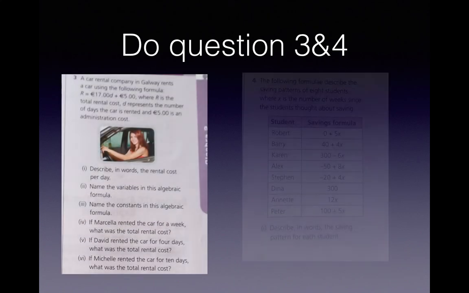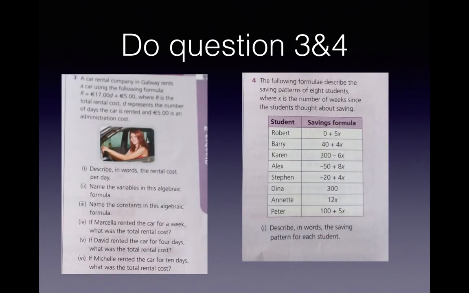Let's have a look at question 4. So you should have attempted this by now, and I'm going to look at the saving formula just to see what they represent. So the x is the number of weeks.